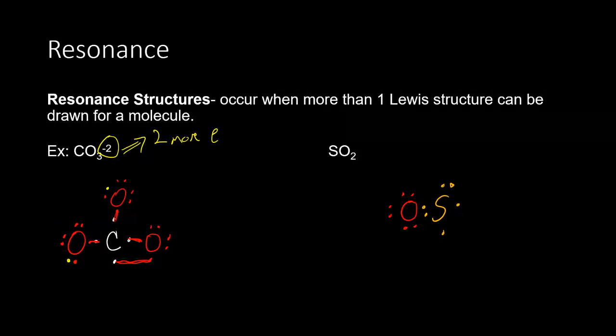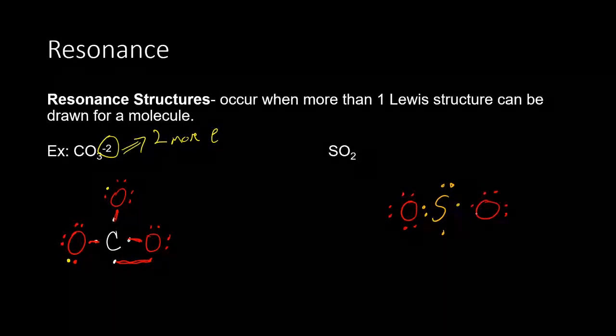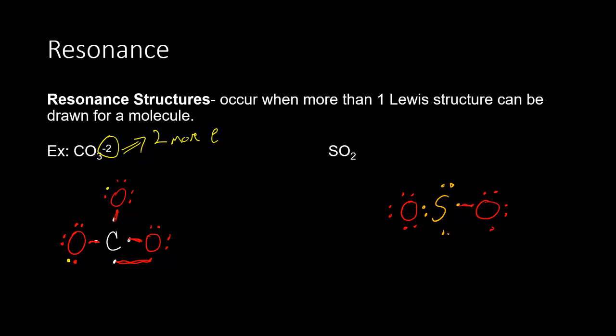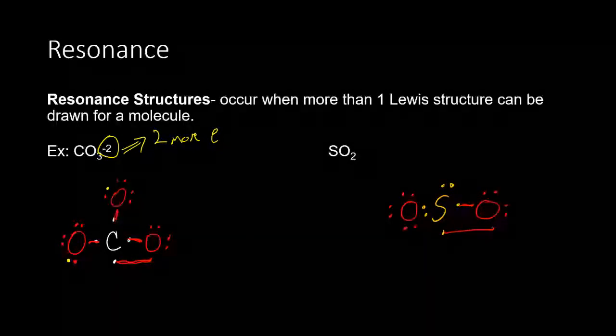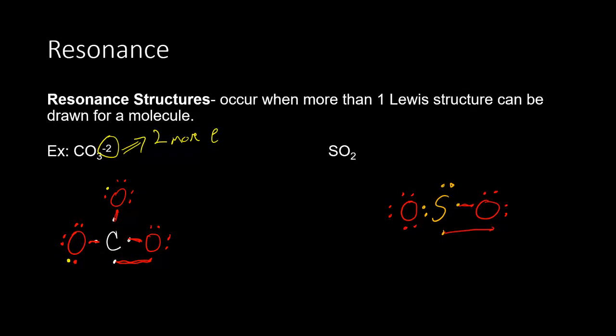So one oxygen goes there, and then the other oxygen will go here, and then sulfur will double bond with that oxygen. All right, so that's the easy way. You have to sort of bend your rules a little bit to get the easy way to work.